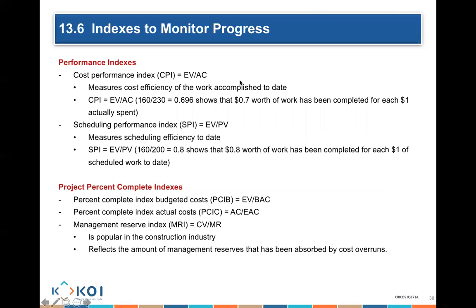So if I basically have an index of 0.7, the index needs to be 1. It has to be 1 and over to mean I am actually doing as much work as I'm expected to do for that $1 that I'm getting paid.